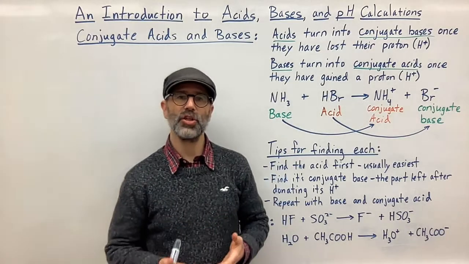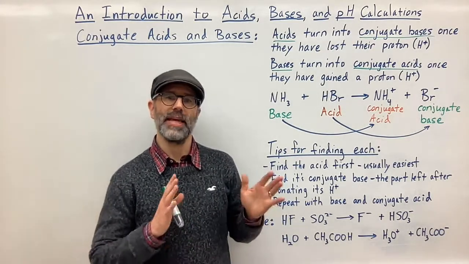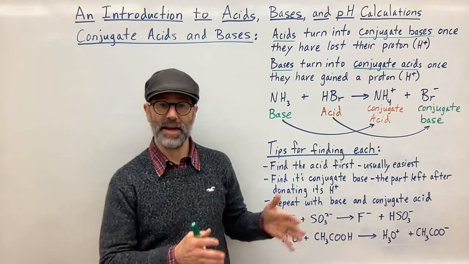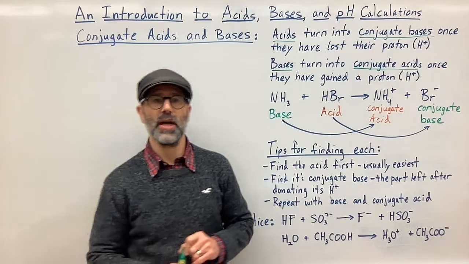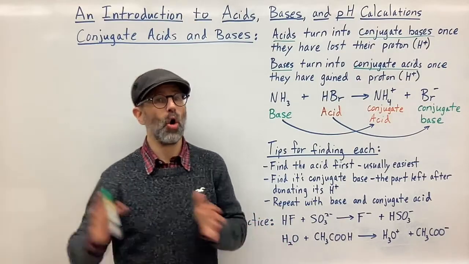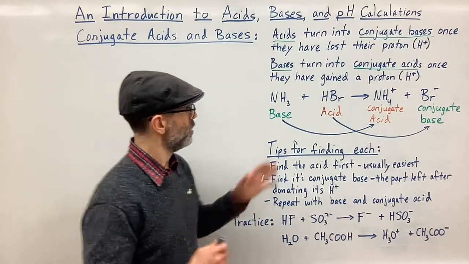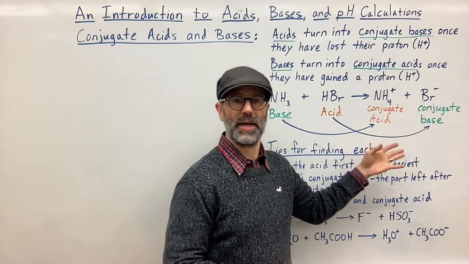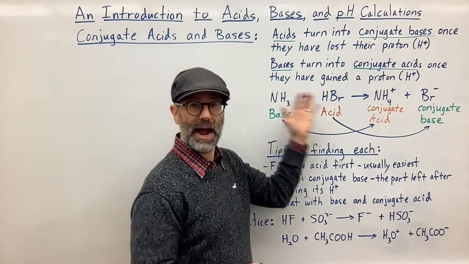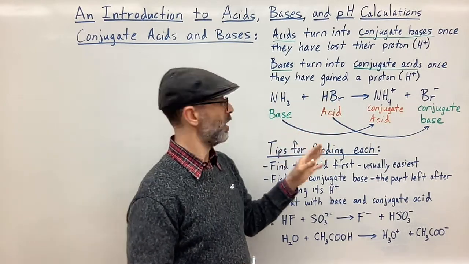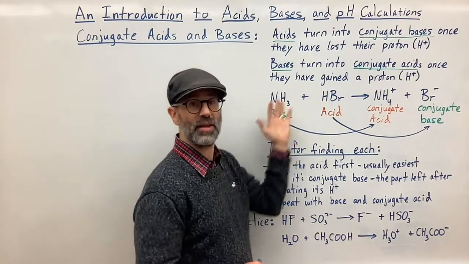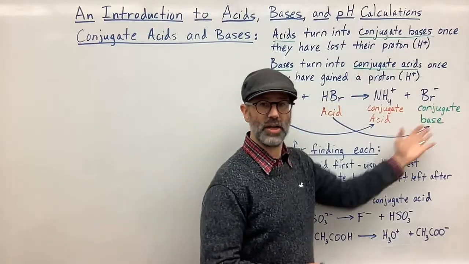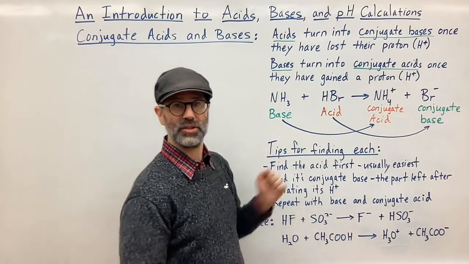The acids and bases are always identified by the reactant side. They're never going to be on the products. The conjugate acids and bases are always going to be on the product side. So here's where you're going to find your conjugate acid and base, and here is where you're going to find your acid and base. Don't confuse that. You're not going to identify these as conjugate acid and base, so never do that. Conjugates are on this side, the acids and bases are on this side.